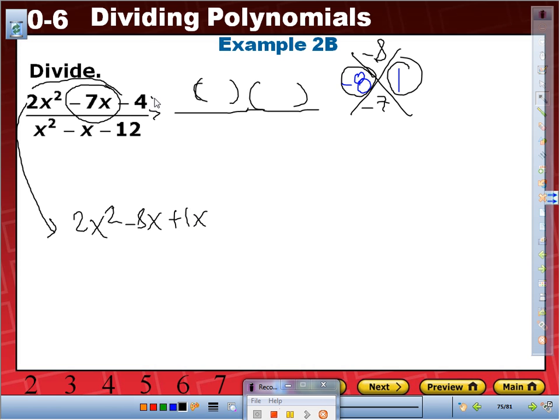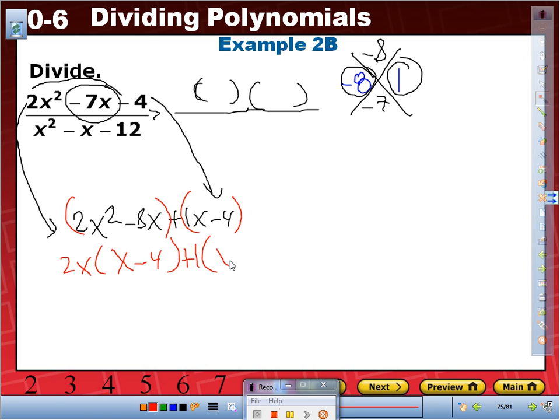And what's my last term? Negative 4. Now we can group this. This and this, this and this. So what's the GCF? 2x, and we're left with x minus 4. What's the GCF for the second one? 1, and we're left with x minus 4.